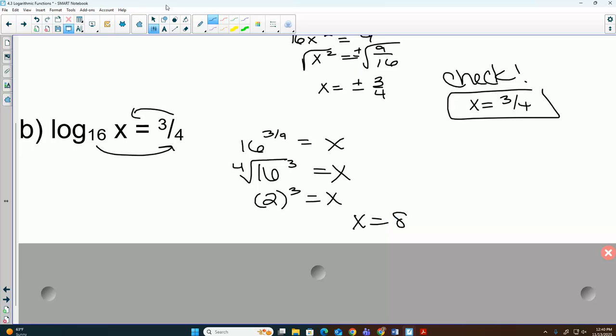Check. When I look back at this log, my base is positive. This argument has to be positive. So if I plug in an 8, that's not a problem. So x is equal to 8.